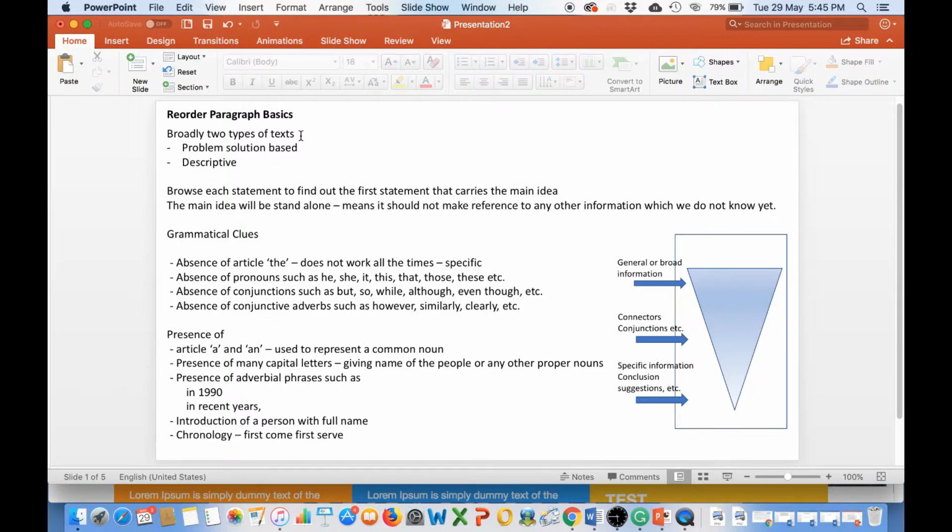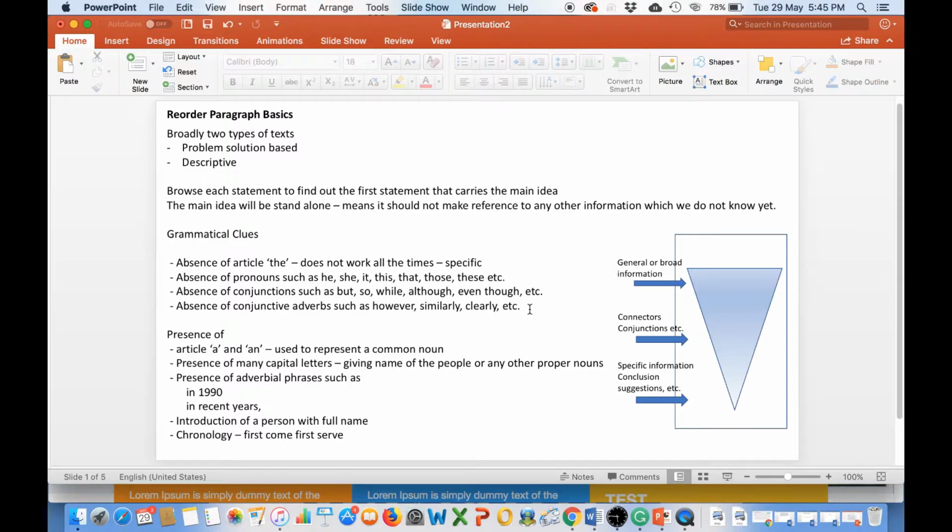Now, the main idea will be, please bear in mind, a standalone statement. It should not make reference to any other information which we do not know yet. For example, if a statement makes reference to something you are not aware of yet, that statement is not number 1, because it is already making reference to something which has already been discussed. So your standalone statement should be the one where there is no connection to any other statement. It is just a free standalone statement.